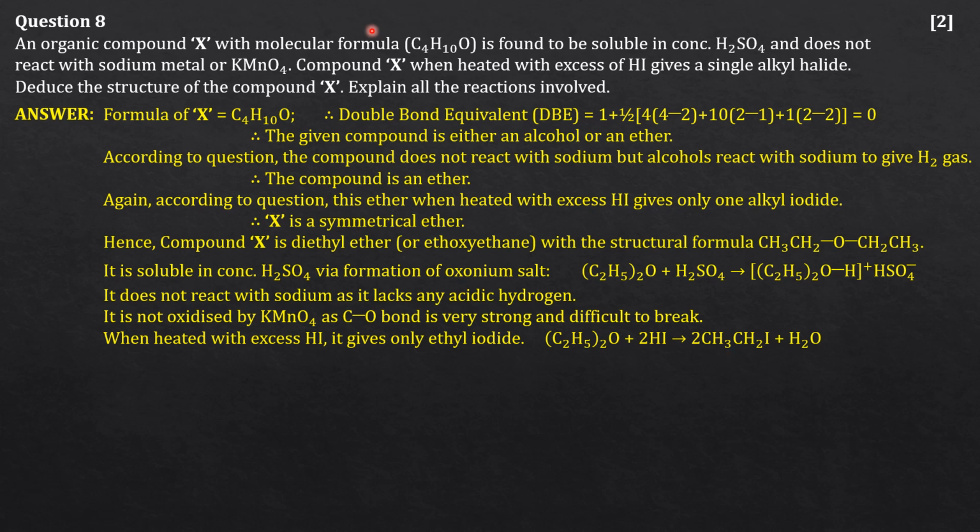And ethers are obviously not oxidized by KMnO4, because to oxidize ether you have to break carbon oxygen bond, and that is not an easy task because the bond energy is very high. So in this way you have to interpret the informations given. This type of question is at the highest level of organic chemistry. If you know each and every reaction of each and every chapter, then only you can carry out this type of problem, otherwise not. Now come to the next question.